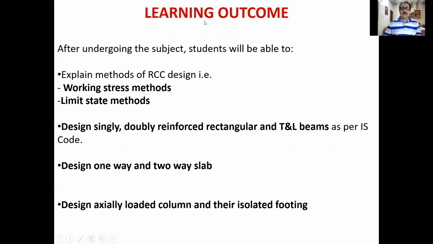These are some of the learning outcomes which, after studying this subject, you will be equipped with. To explain methods of RCC design, that is working stress method and limit state method. This will be covered under chapter number 2. Then we will be able to design singly reinforced, doubly reinforced rectangular beams, T and L beams as per the IS code provision. Design of one-way and two-way slabs, design of axially loaded columns and their isolated footing. So these are the learning outcomes which a student is going to be equipped with after the completion of this subject.